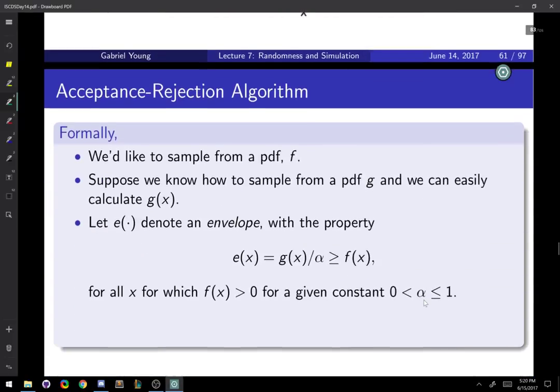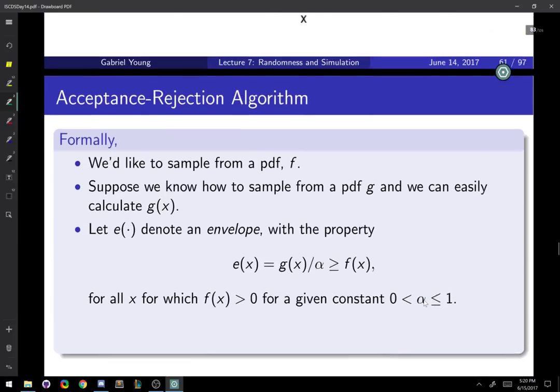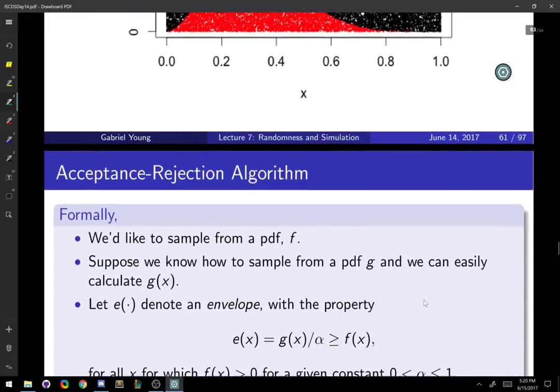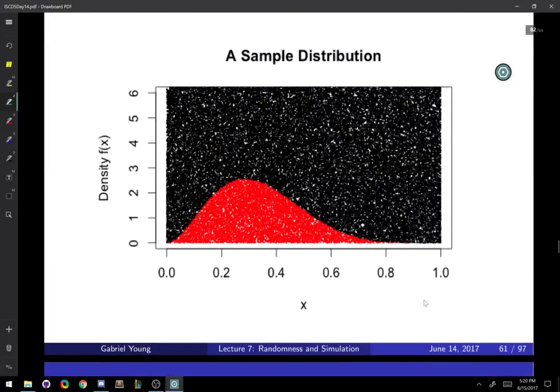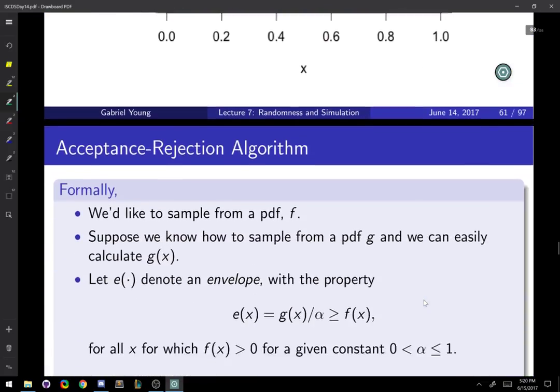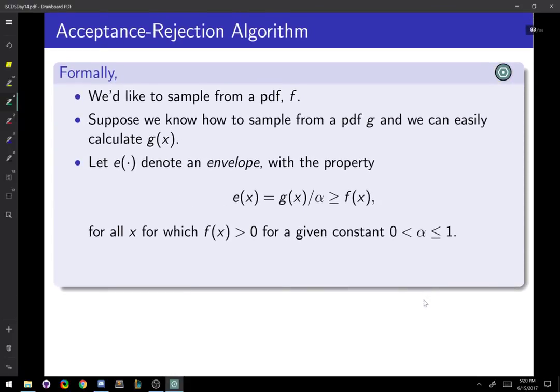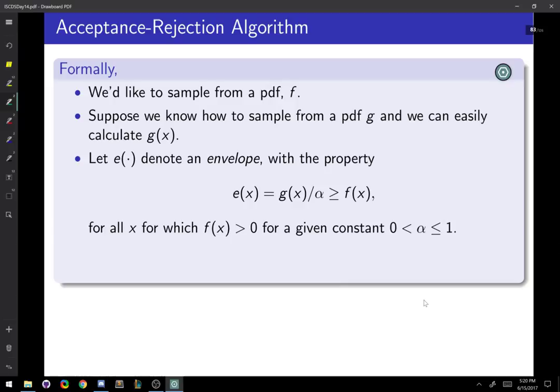So now we need to somehow formalize that. How do we accept values that are under the curve? Also, how do we make the window small enough that it captures the truth in an efficient manner? So here's the accept-reject algorithm. Suppose we'd like to sample from a PDF F. Again, we don't know what it is. Suppose we know how to sample from a PDF G though, so we can compute some new random variable G. Typically, G is taken to be uniform.